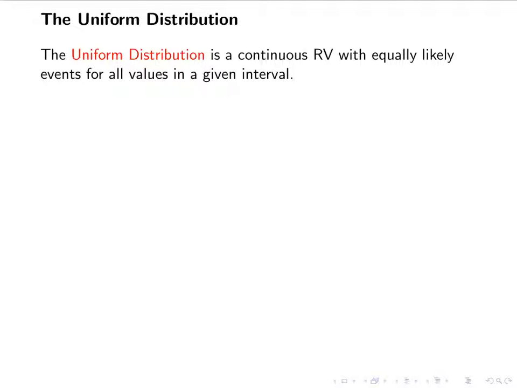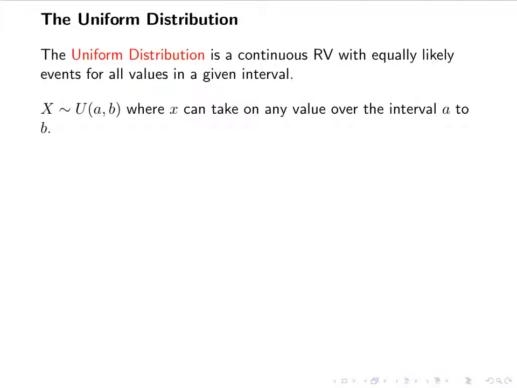Hello everyone. Today we're going to be looking at the uniform distribution. The uniform distribution is a continuous random variable where every point is equally likely. We use the term U(a, b) to denote that a random variable is distributed with the uniform distribution, and x can take on any value over the interval a to b.